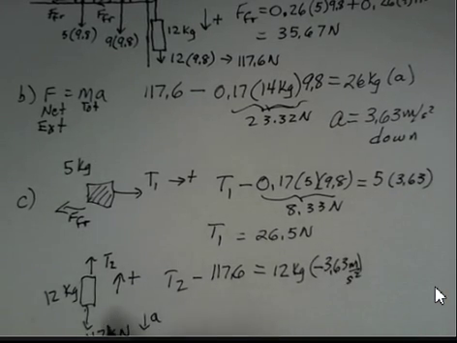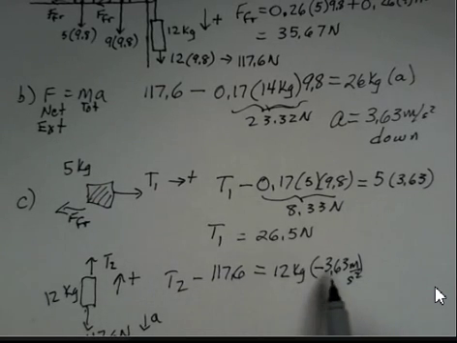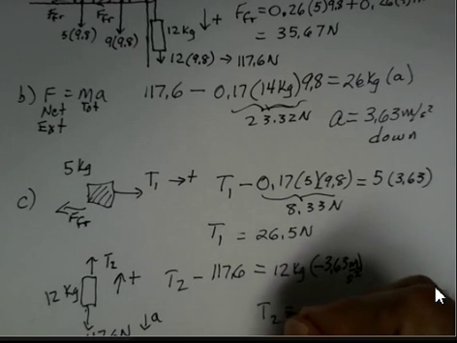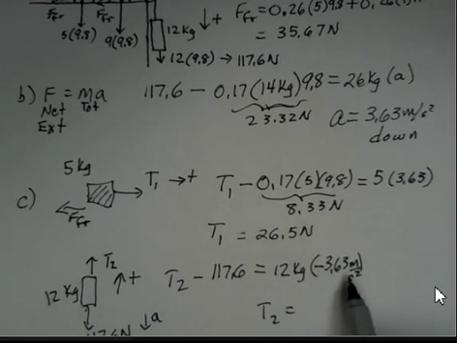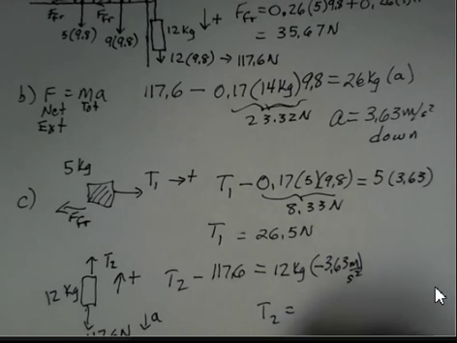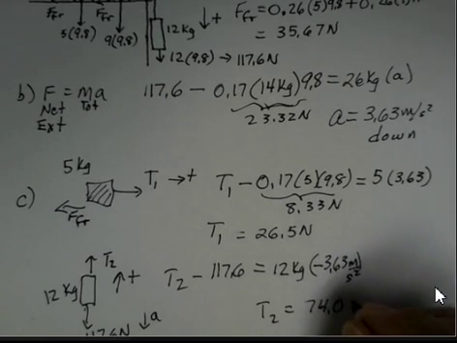You have to look at your drawing, decide which way is going to be positive, and then be consistent with each number that you put in here in doing the calculation. So 12 times minus 3.63, then add 117.6 to the work you've done here, and I came up with 74.0 roughly newtons.